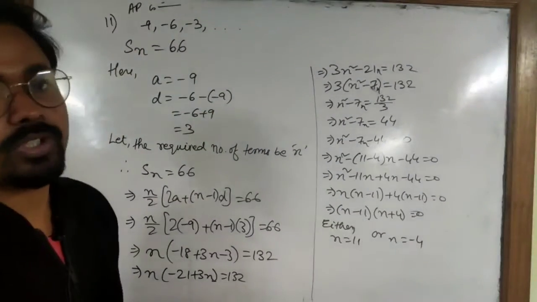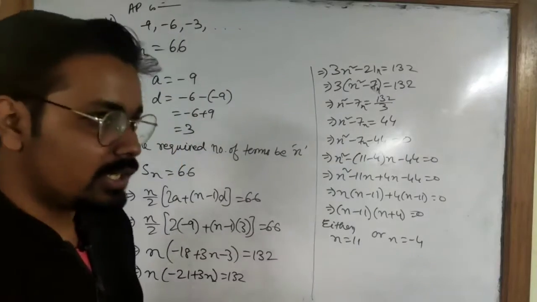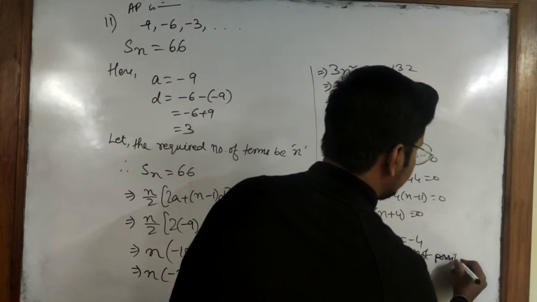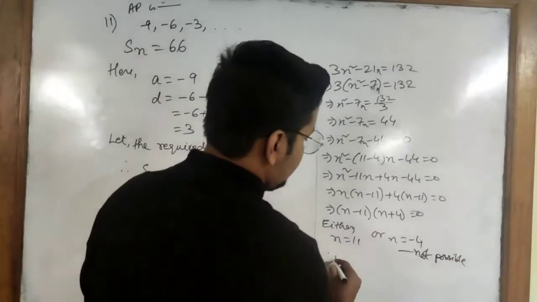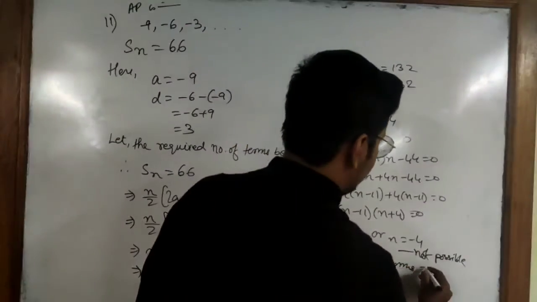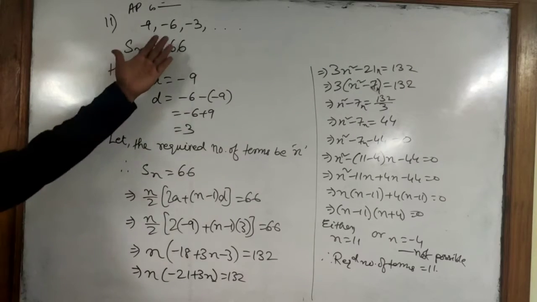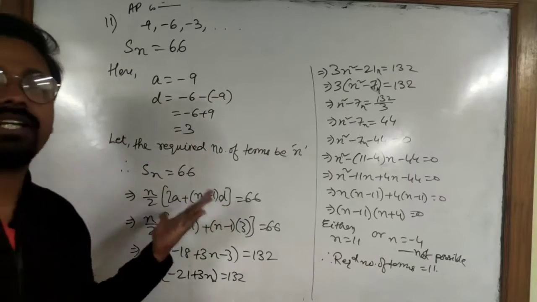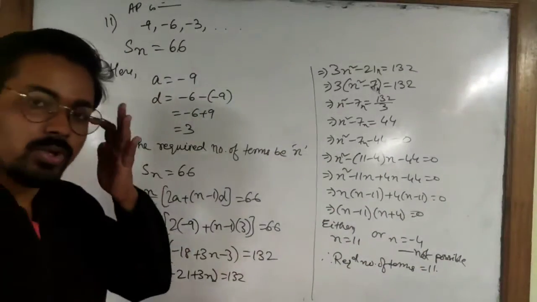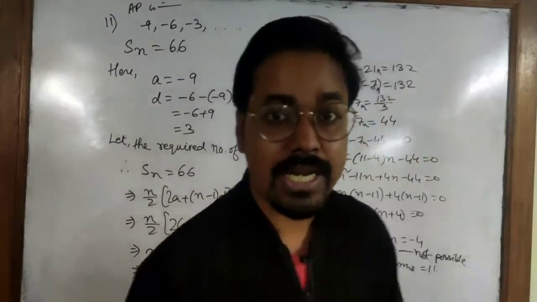Now negative is not possible because you cannot have a negative number of terms. You cannot have minus 4 terms in an AP. The number of terms is always positive, so this is not possible. Therefore, the required number of terms is 11. Okay, very simple. Almost all the values are given, you have to only find n. Just like solving a quadratic equation, you have to solve this. Okay, so hope you have the idea of this now. Let's move on to our next sum, and we will be doing question number 14 now.